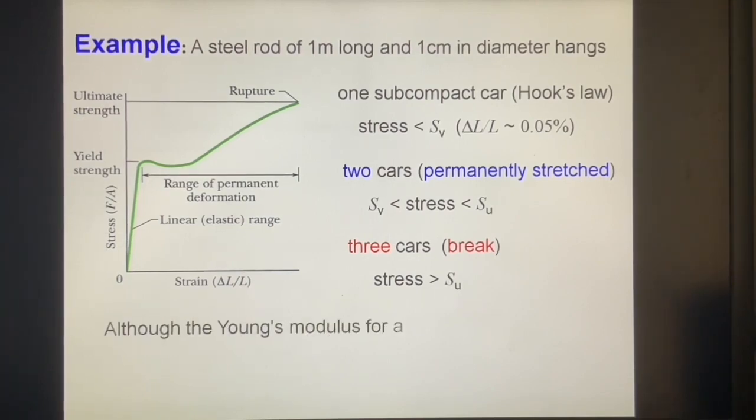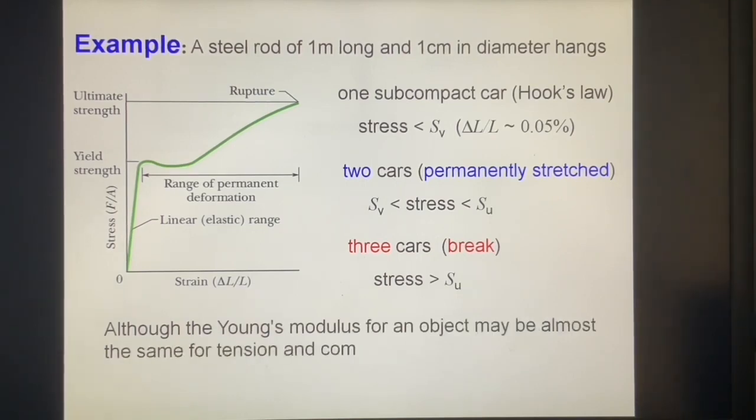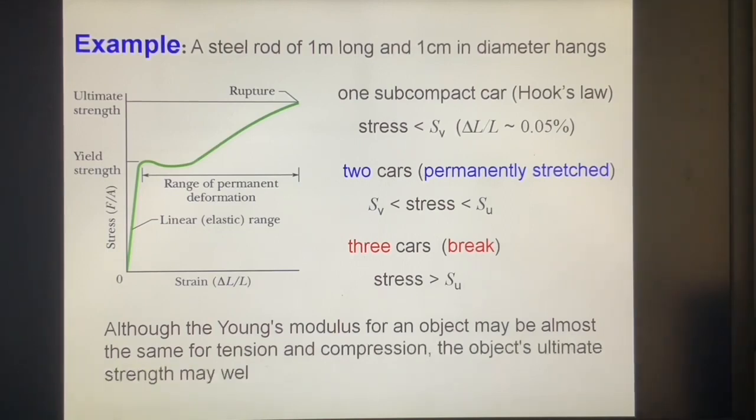Although the Young's modulus for an object may be almost the same for tension and compression, the object's ultimate stress may well be different for the two types of stress.